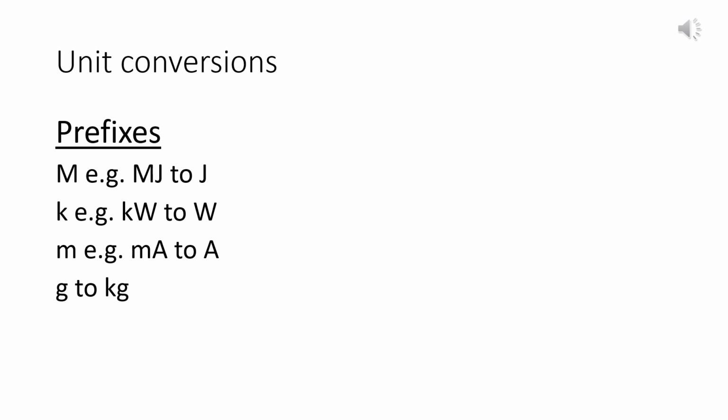Sometimes the question will ask you to convert units. The most common unit conversions are shown below. For example, mega: megajoules to joules, times by a million, or times 10 to the 6 if using standard form. Kilo, e.g. kilowatts to watts, times by 1,000 or 10 to the 3 if using standard form. Milli, e.g. milliamps to amps, divide by 1,000. Grams to kilograms, divide by 1,000.